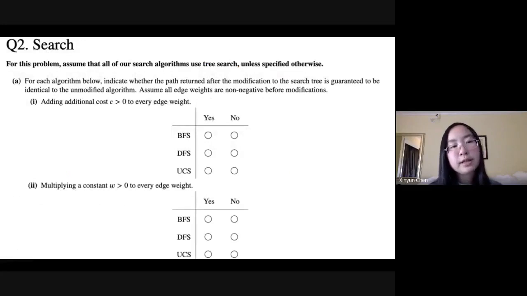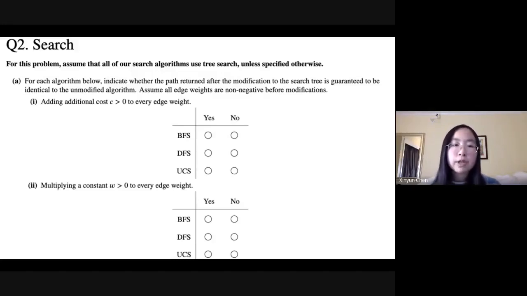Then let's move on to the second question about search. In general, I think the exam preparation section for this week is a bit ahead of the lecture. But after this week, maybe after Wednesday or Friday's lectures, the professor will cover the different search algorithms that are listed here. So basically this question is trying to ask about the differences among BFS, DFS, and UCS. These are 3 pretty basic and classic search algorithms.